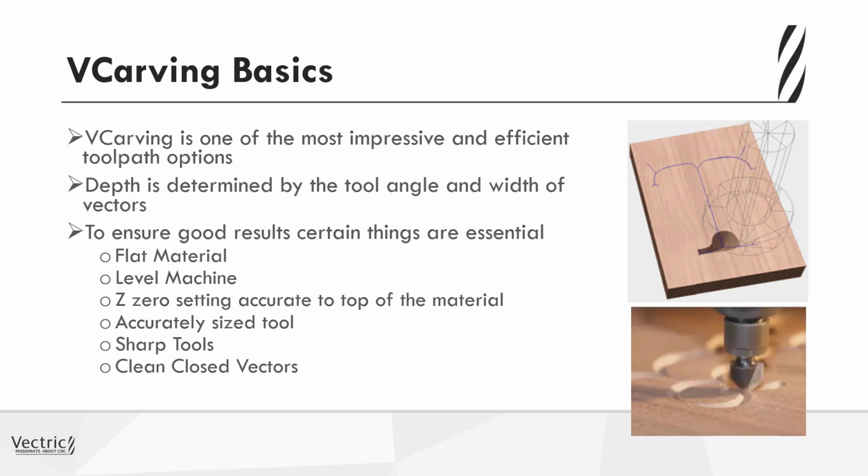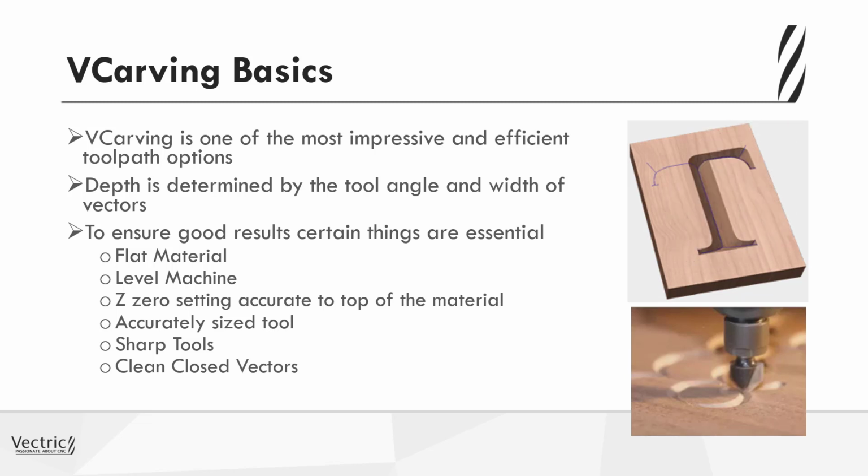Lastly, we need to make sure that we are using clean, closed vectors to V-carve, as this will ensure that we will have nice, smooth V-carving. We also need to ensure that these vectors are not overlapping, as it will make it unclear to the software which areas we want to V-carve. And if you do have a design that requires overlapping, you can create separate V-carving toolpaths which are ran in the order that you require them to achieve the effect that you are after. So that's pretty much the basics of V-carving.